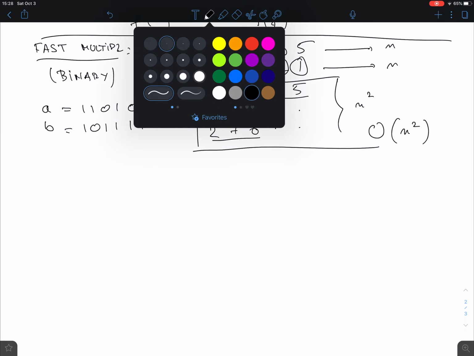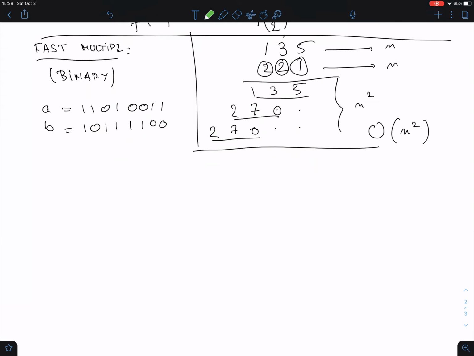I'm going to divide everything in 2 again. So I'm going to make A into 2 numbers of half the size, and same for B. Okay, and let's give names to these 2 guys. I'm going to call this A1 and this A0, this B1 and this B0. Okay, so A1 is this number, B1 is that number. So what is A then?